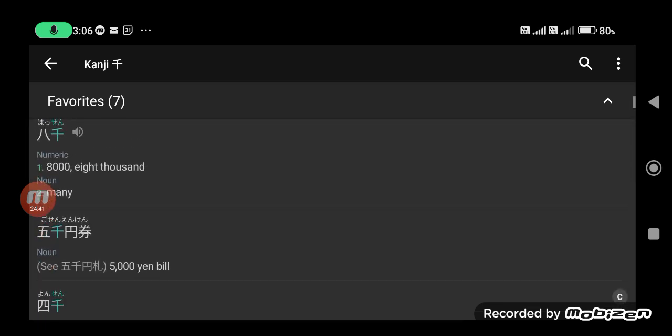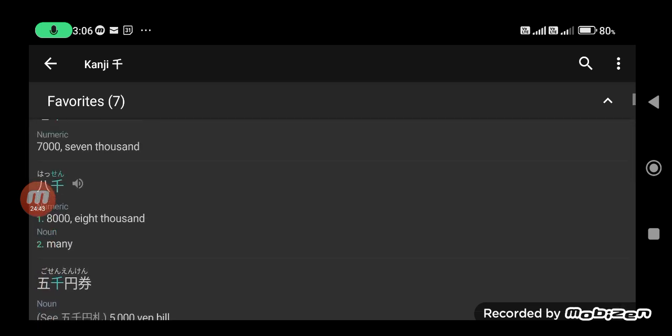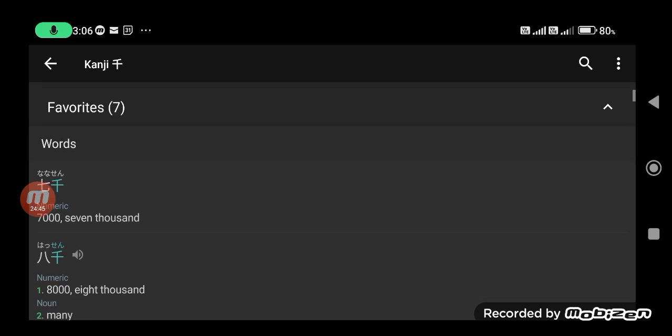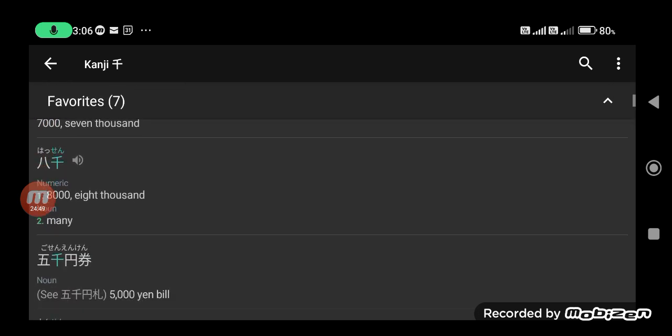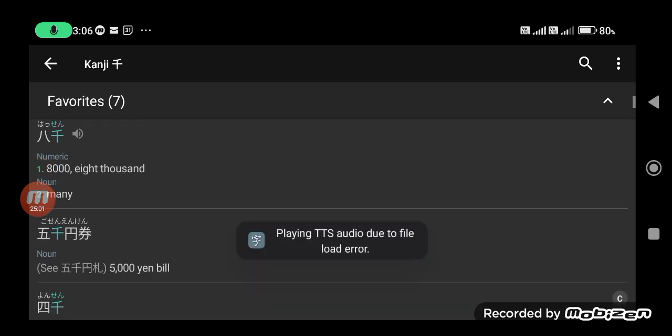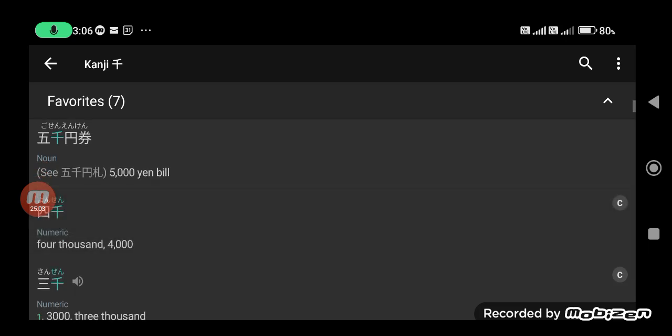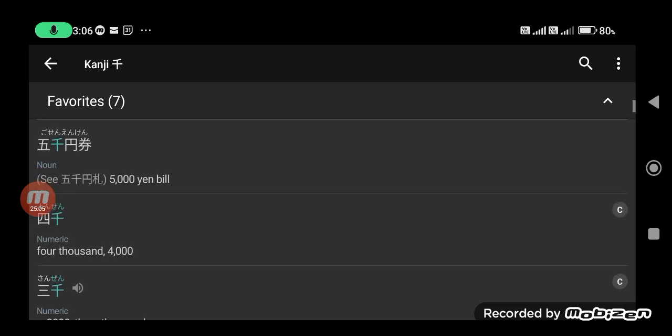By the way, kanji compounding is also called fukugo. I will put that as an annex or supplementary information in our description box. Fukugo meaning kanji compounding. Hassen is 8,000.